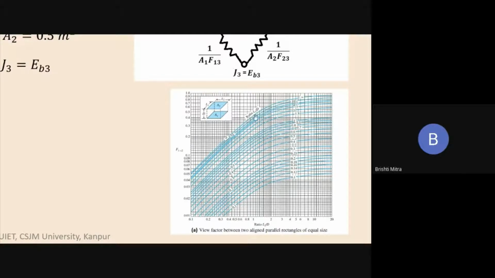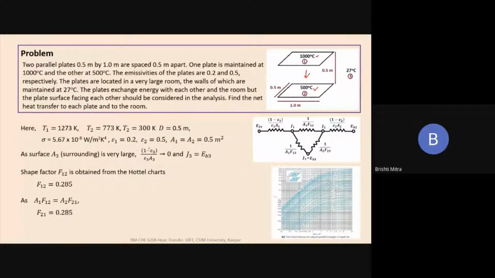So L1 by D is 0.5 by 0.5, so L1 by D is equal to 1. And what is the x-axis? X-axis is L2 by D. L2 is equal to 1 and D is equal to 0.5, so 1 divided by 0.5 becomes equal to 2. So if I go from the value of 2, go up straight till I reach a value of 1, and here I find the view factor. The view factor that comes out from here is 0.285, from this figure.